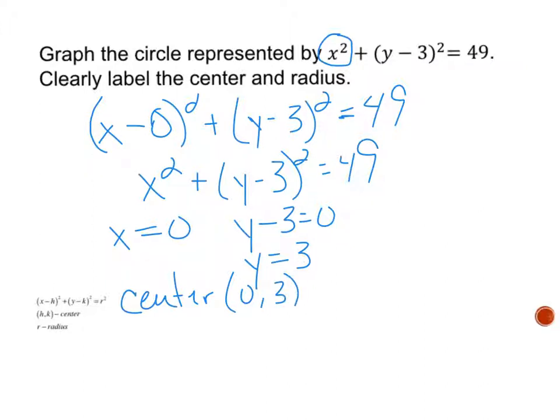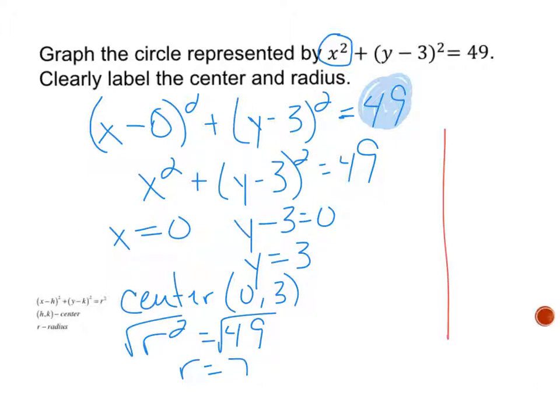Now to figure out the radius, again, we're going to be taking a look at this constant term over on this side, and that is equal to r squared. The radius squared is equal to 49. To figure out what the radius actually is, we would have to square root both sides, and you would get r is equal to 7. So we know that the center of the circle is at 0, 3, and the radius is equal to 7. So now let's get graphing.